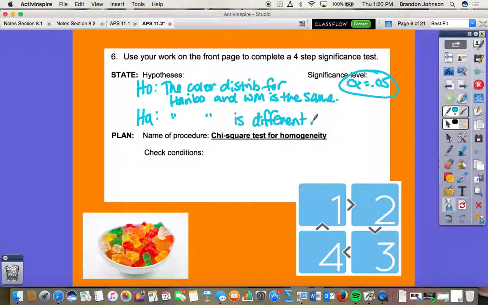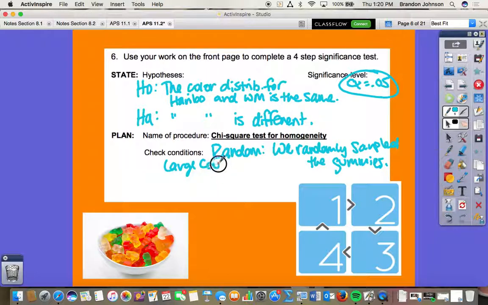So then we go into testing the different claims that are here. We have 3 different conditions that we check. One of which I am still trying to figure out in terms of when we use it, when we assess it, but I'll get back to you on this. We're just going to put down what we would put here. Random: we would say we randomly sampled the gummies, okay? It was from one random pack. Now, you could technically go against that, but we're just going to say that it was, in fact, random. The second one is large counts. Large counts would tell us that we have all expected values.